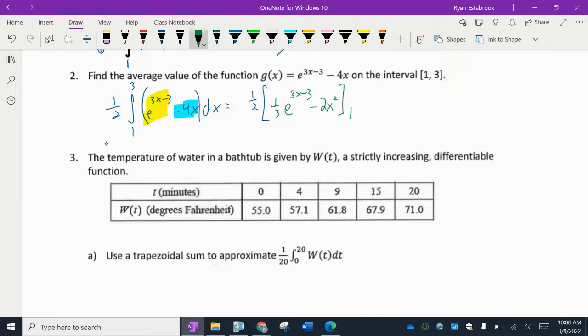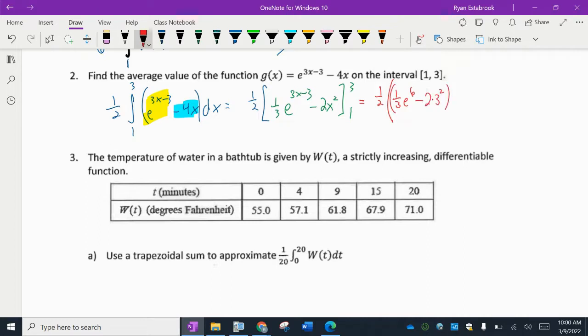We're going from 1 to 3. Again, this is a non-calculator problem, so our final answer might look a little bit messy, which is fine. Equals 1/2. Let's plug 3 in our upper bound. So 3 times 3 is 9. 9 minus 3 is 6. So it's 1/3 e to the 6th minus, plug 3 in here, 2 times 3 squared.